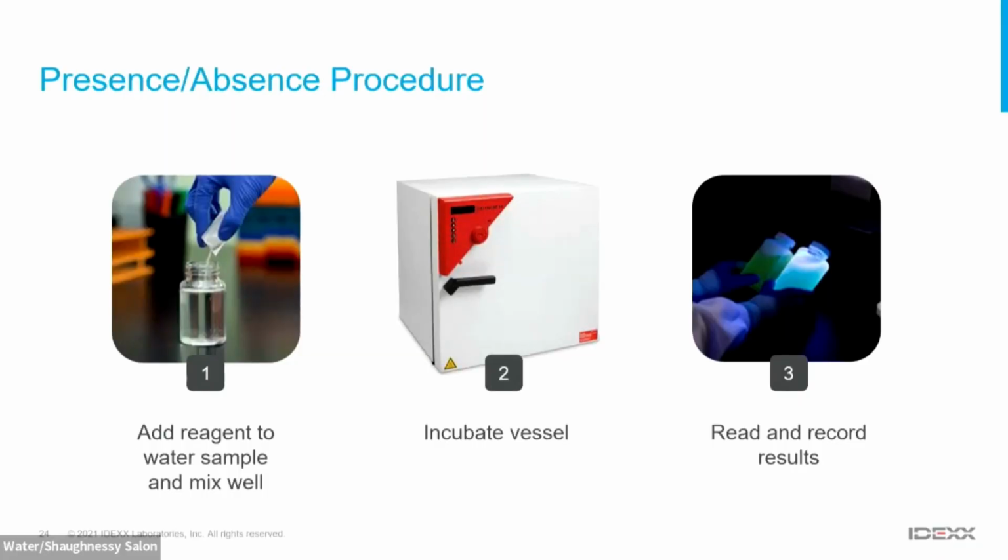So if you're doing presence-absence, it's pretty simple. If you ever use flavoring to add to your water, then you can use our test, because that's exactly what you're doing. You're basically taking that powder reagent, snapping it open, adding it to your 100 ml sample, mixing it to dissolve it, and then you incubate it. And then after the appropriate amount of time, you remove it and look to see what the results look like. And that's presence-absence testing.